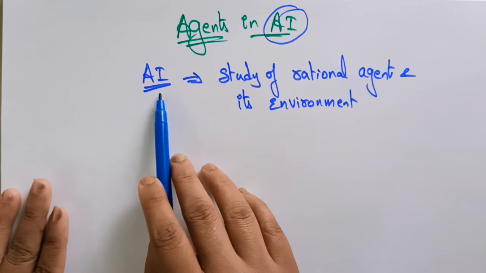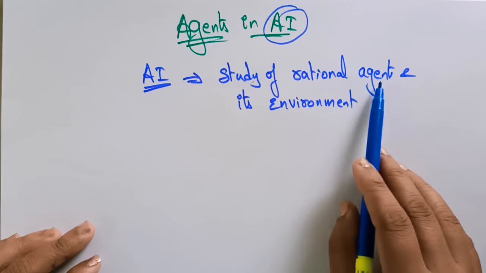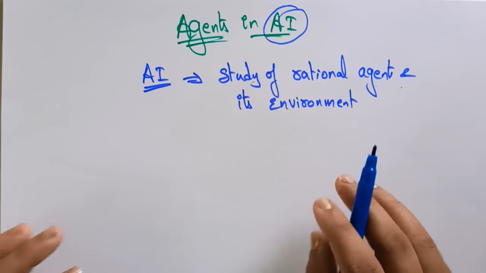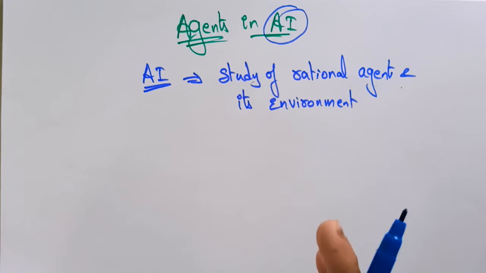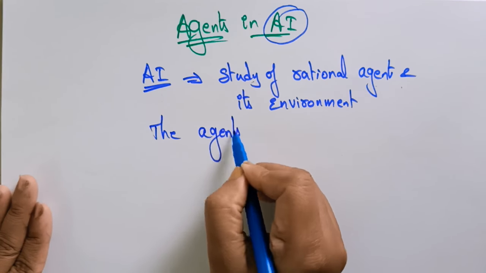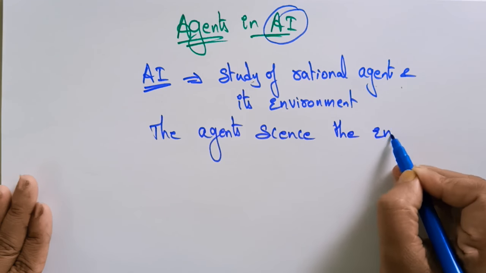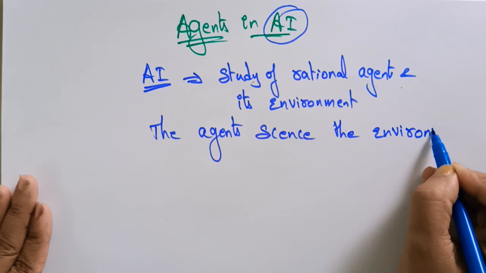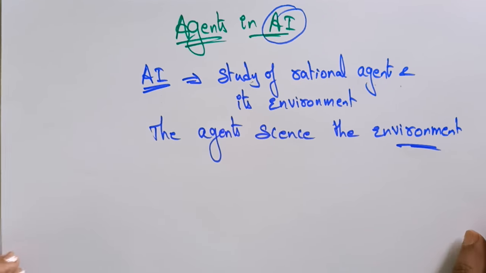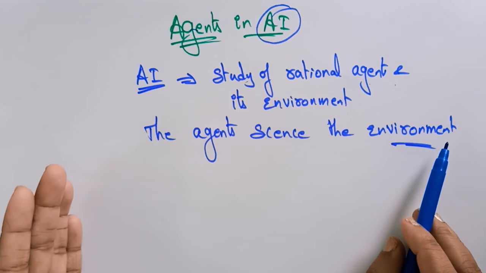An artificial intelligence system can be defined as the study of rational agents and their environment. So the agent senses the environment. What is this agent and what about the environment? What type of environment am I talking about? Let me explain. Here I'm saying that the agent senses the environment.